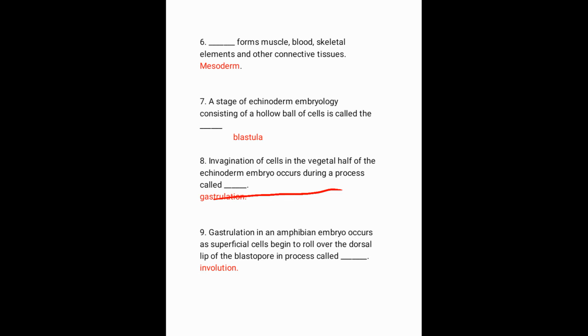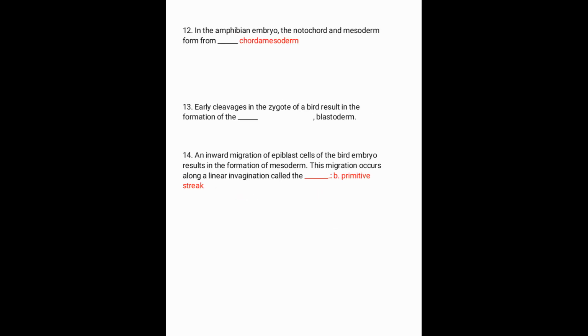Ninth, in an amphibian embryo, a process in which superficial cells begin to roll over the dorsal lip of the blastopore is known as involution. Twelfth, in the amphibian embryo, the notochord and mesoderm form from chorda mesoderm. The chorda mesoderm is the origin of notochord and mesoderm.